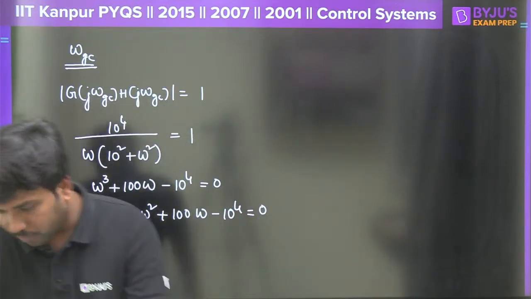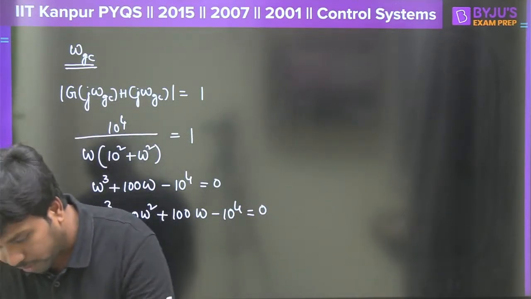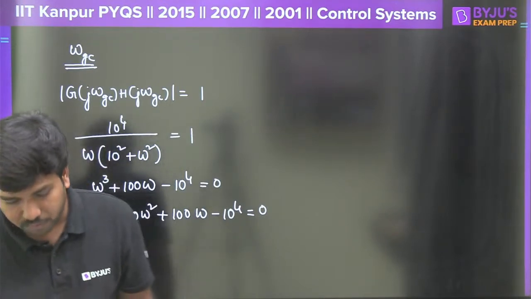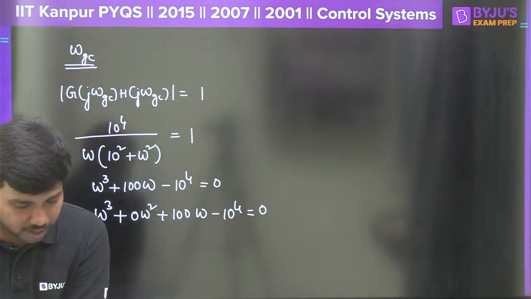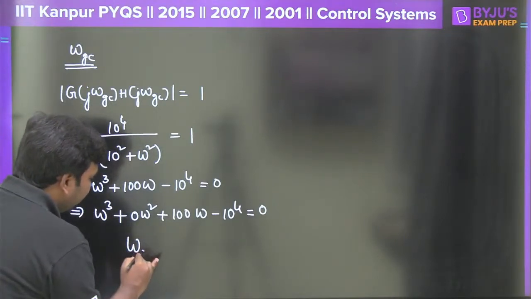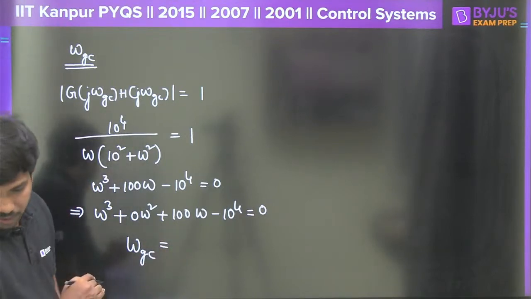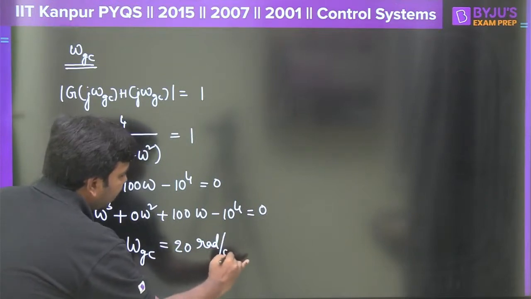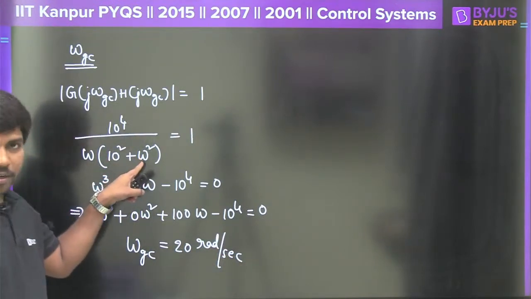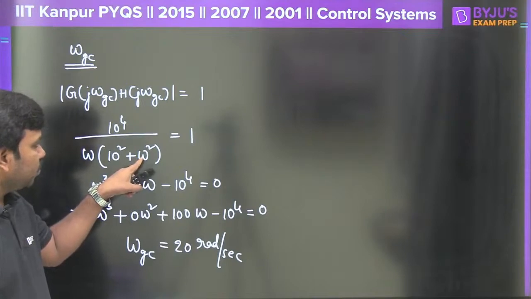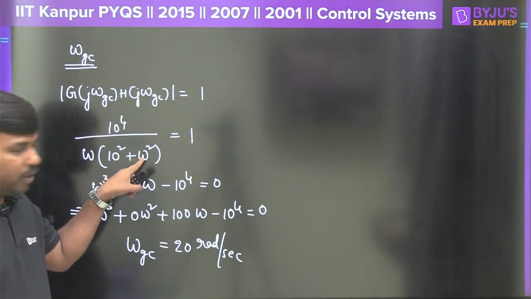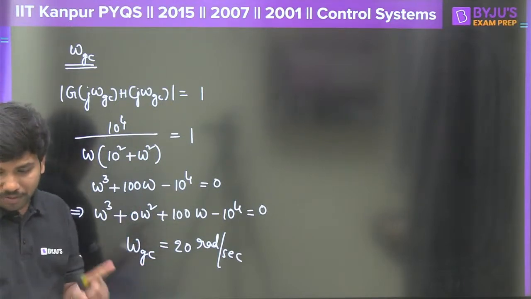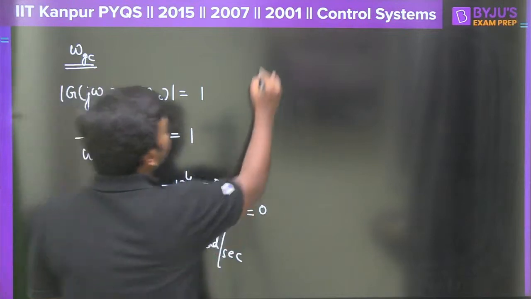Can anybody say, if you solve this, what would be the value? There is a calculation mistake, so please be very fast. If you take the calculator and do it, I am sure you will get omega GC equal to 20 radian per second. It's not difficult actually, it's easy. Just substitute 20 here, then you will understand. Omega GC is equal to 20.